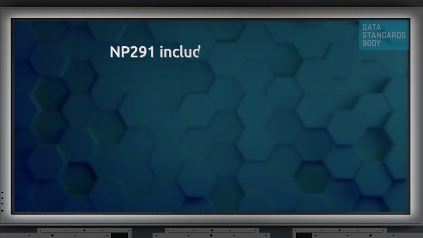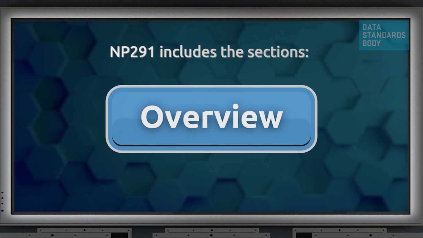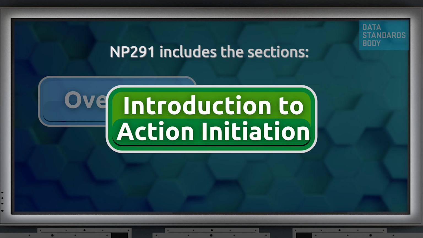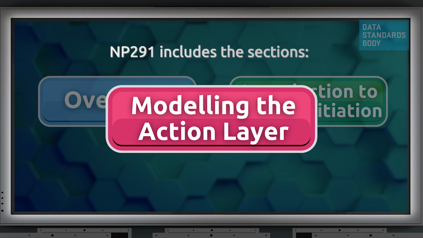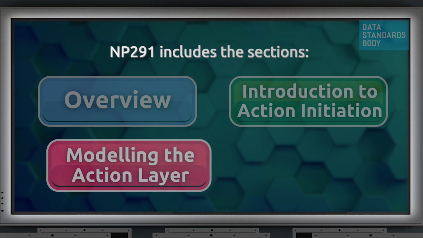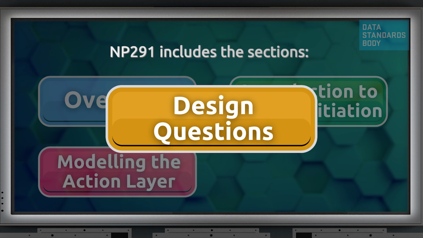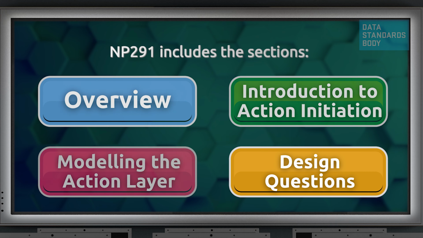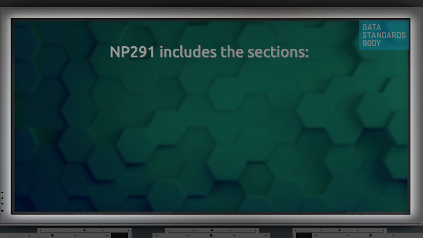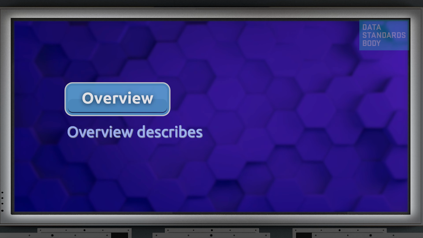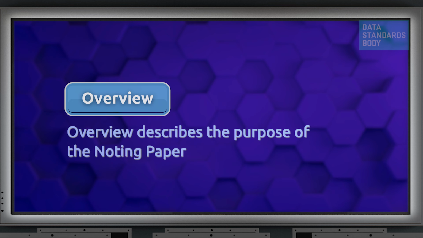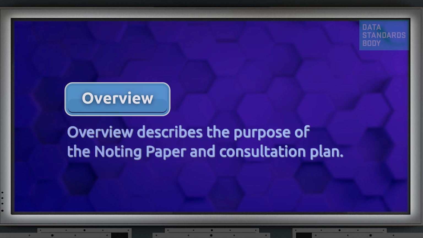NP 291 includes the sections Overview, Introduction to Action Initiation, Modeling the Action Layer, and Design Questions. Overview describes the purpose of the noting paper and consultation plan.